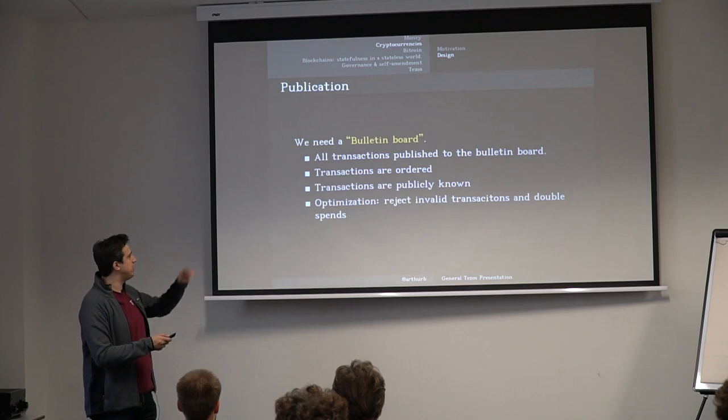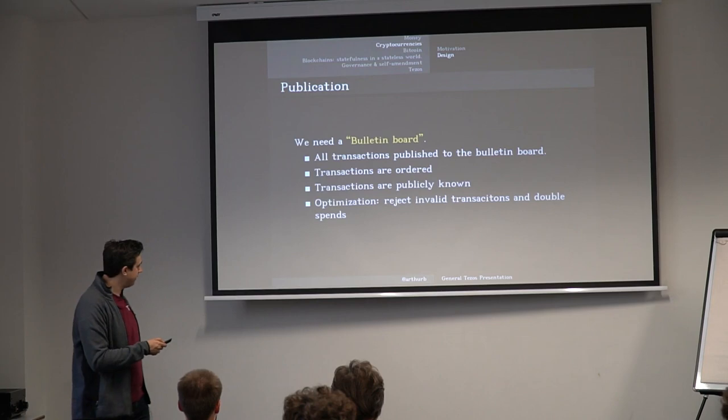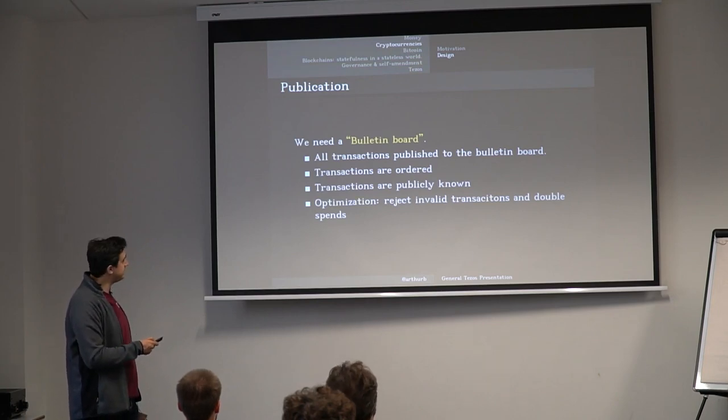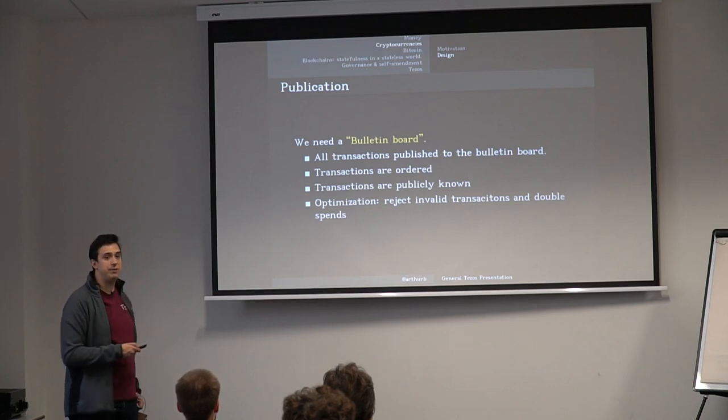But you can have the bulletin board reject invalid transactions. That way you look at it and you know that it's all valid. So that's essentially how you do eCash. The problem is, how do you actually create this bulletin board?